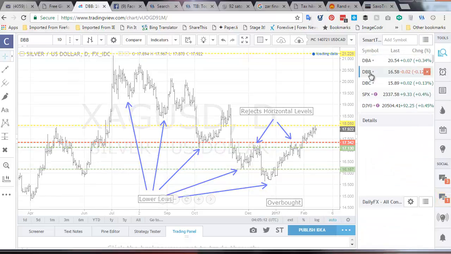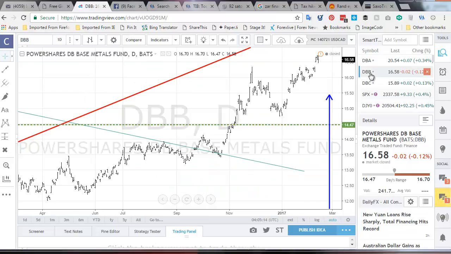And it's a chart I look at every day. And as you can see, it's the PowerShares DB Base Metals Fund. So it's an exchange traded fund that tracks base metal prices. And we can see that base metal prices have been driving upwards. So the chart before was a silver price going up stronger, and here we're seeing base metal prices going stronger.